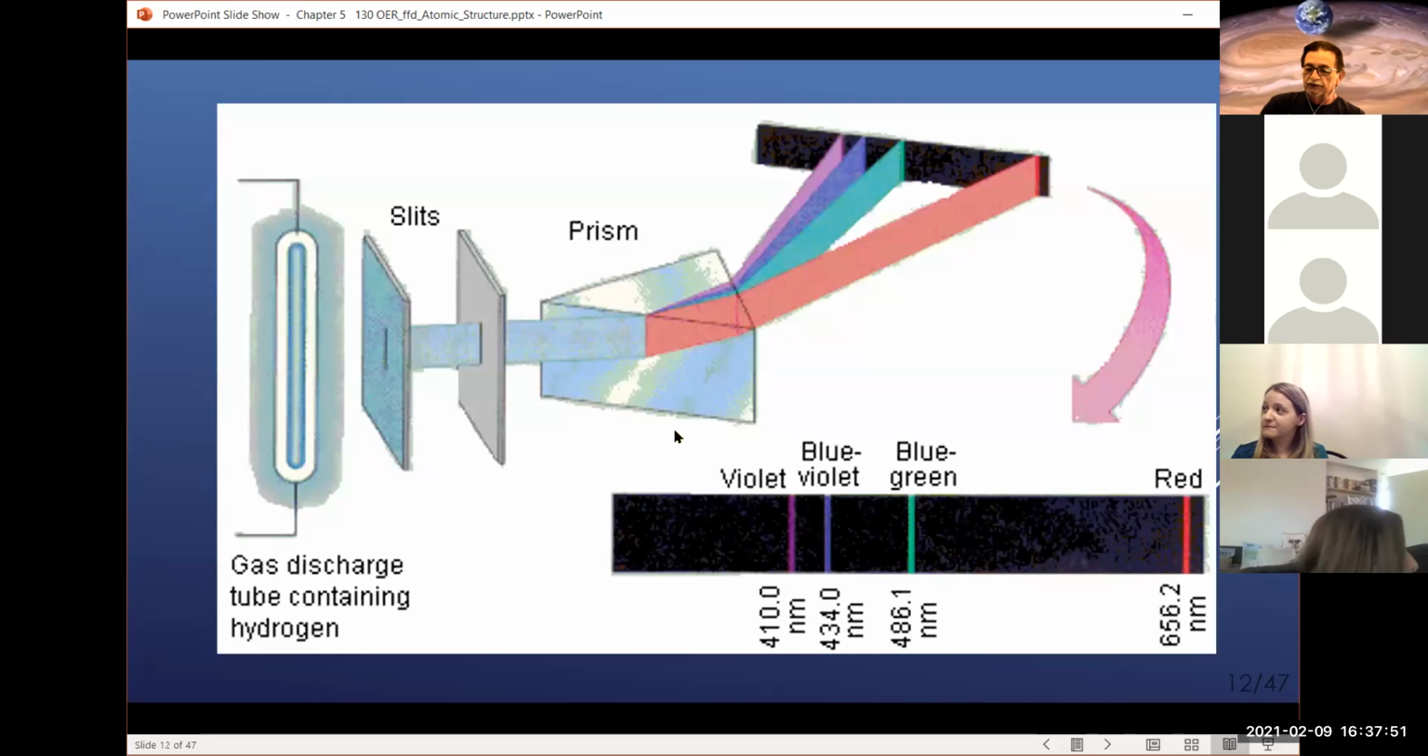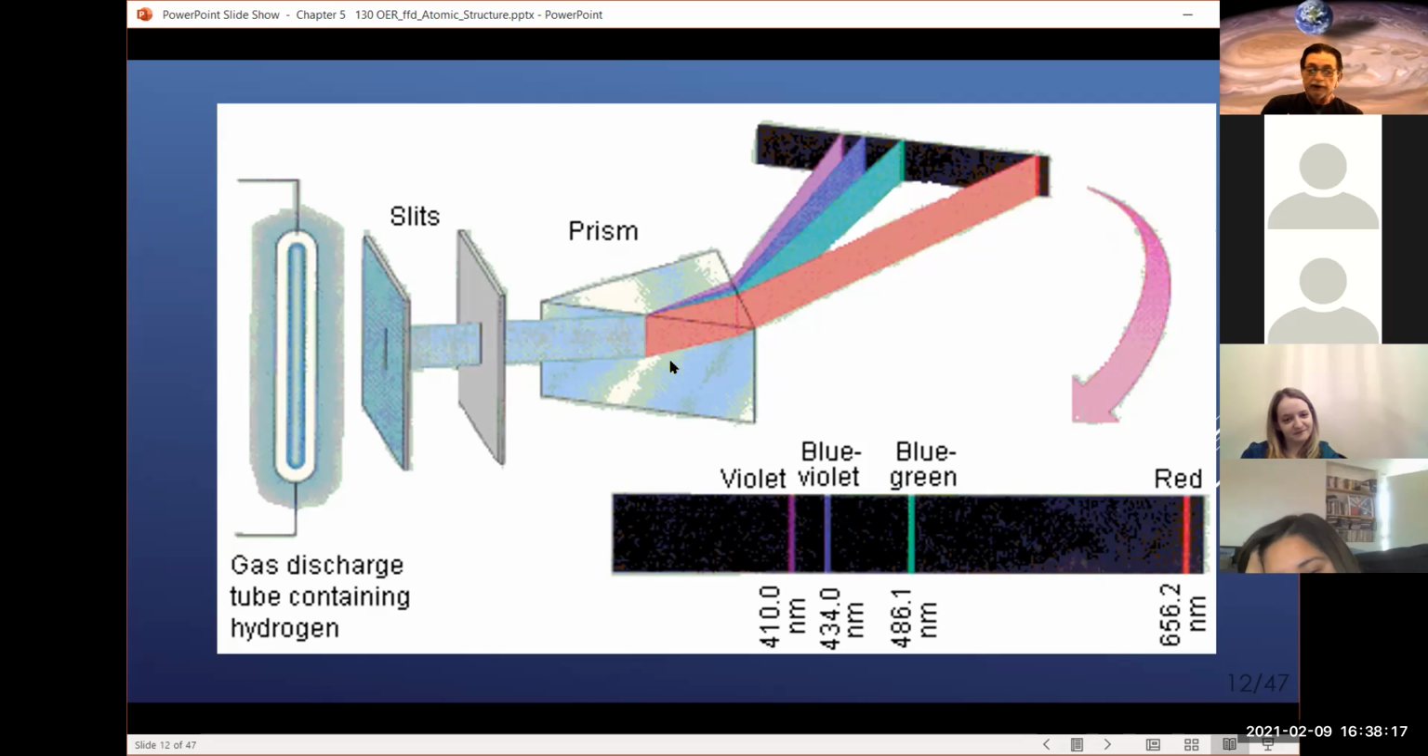How does that work? Well, let's take a look at it. We've got the tube, just like the fluorescent bulb. The only difference is, in this case, we're going to put hydrogen gas in it, but you can put multiple things in it. Then we excite it with electricity, hence the electrical cable hookup there. We run it through a slit, and all the slit does is focus the light. Then that light goes through a prism.